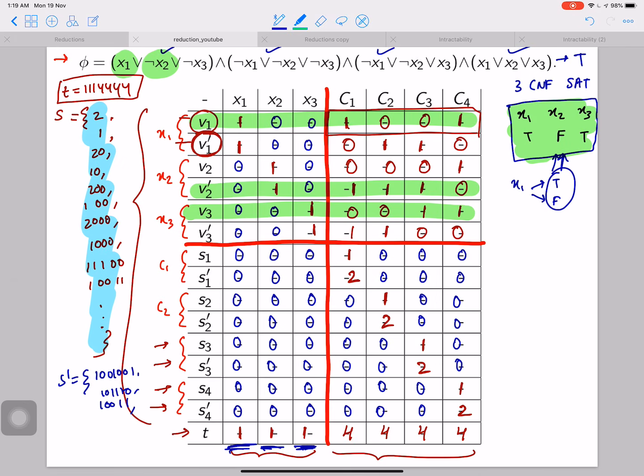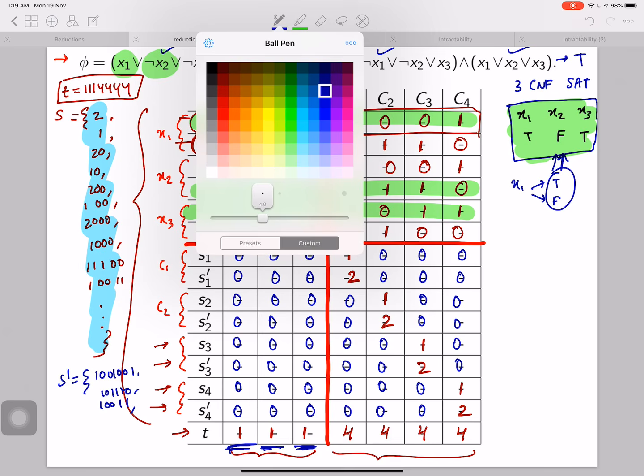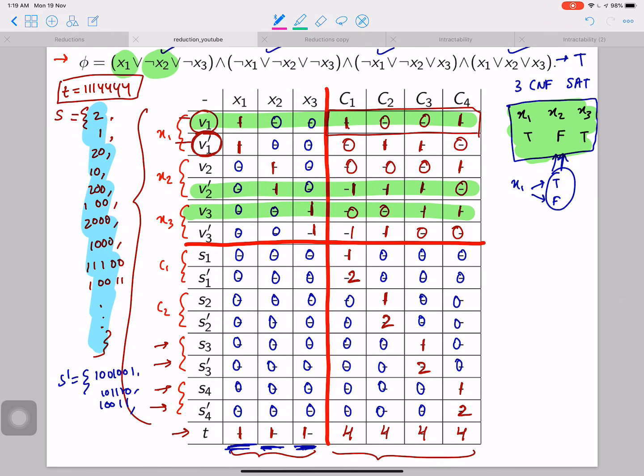In this case, we see that with our assignment, the clause C1 was satisfied at two places. That's fine. So if I add up all the things in the column C1, I already get 2. But we have to match the target value of 4. So that means we can take one helper variable here, and that will add 2 more, and we can reach the target value.